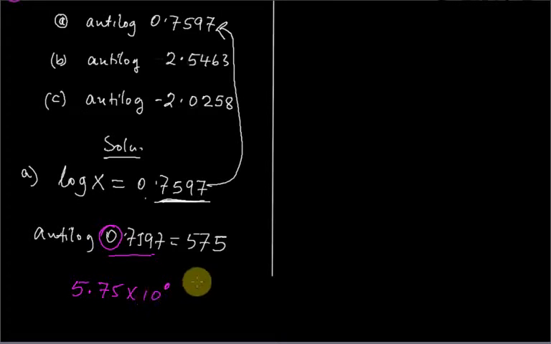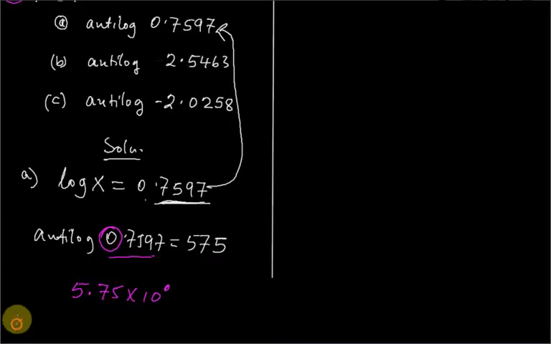So we say that the antilog of 0.7597 is the same as 5.75. This is the number which we are looking for, 5.75. That is the antilog of this logarithm here.